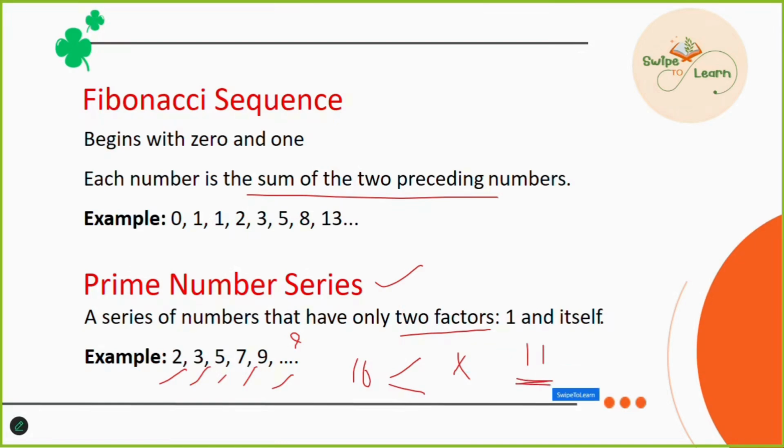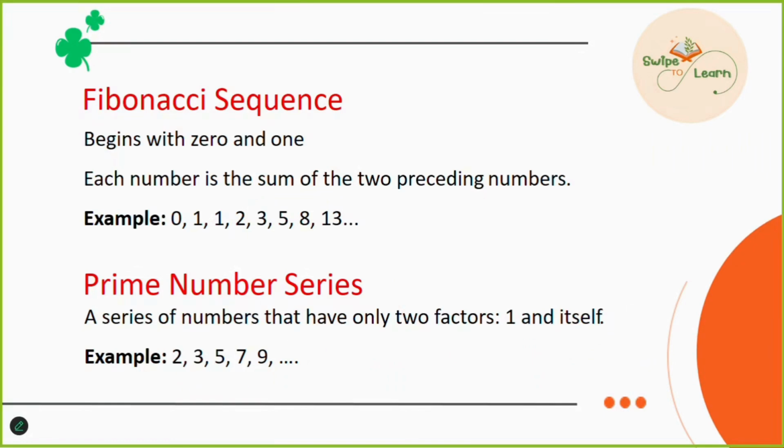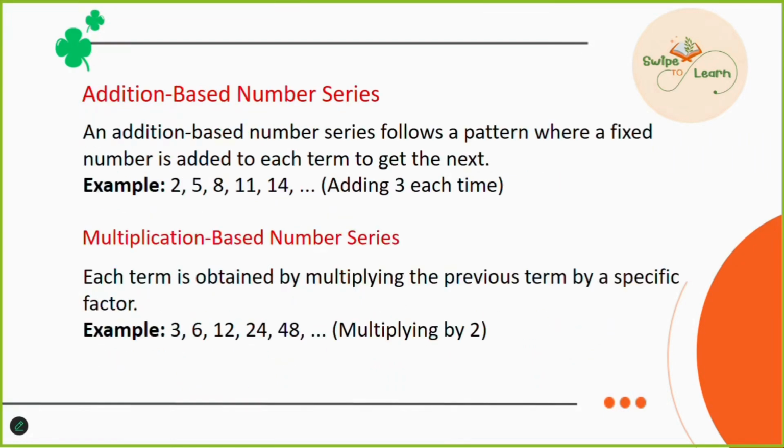Next number is 11. Is 11 a prime number? Yes. So the next term would be 11, because it has only 1 and 11 itself as factors. So the next term would be 11. So these are the series which we may find during our number series.